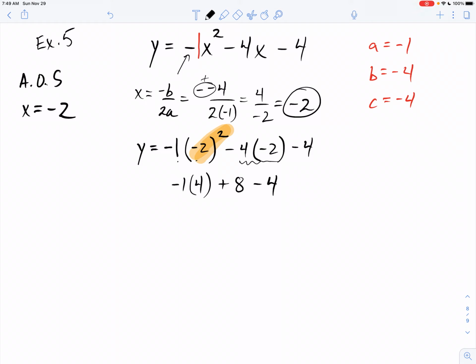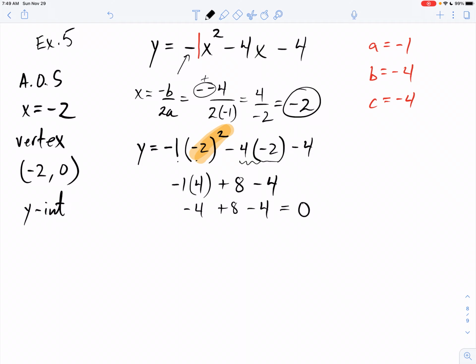So let's see what we got here. That's -4 plus 8 minus 4 again. Wait, I get out 0. Sometimes people, when they get out 0, they think they did something wrong. But no, that's what happened this time. So my vertex is, when I plugged in -2, I get out 0. And we can find our y-intercept real fast. It's the same as the c value, so y-intercept -4. I have all the ingredients I need to draw this graph, and let's do it.